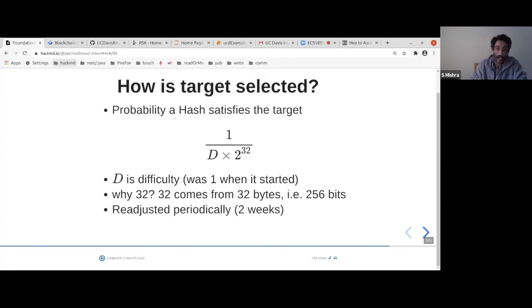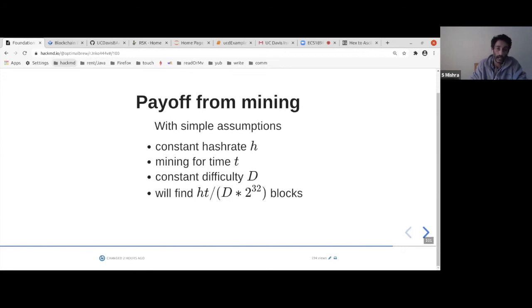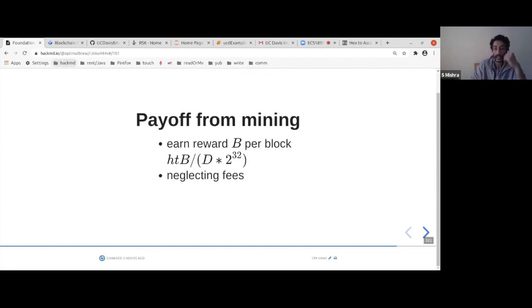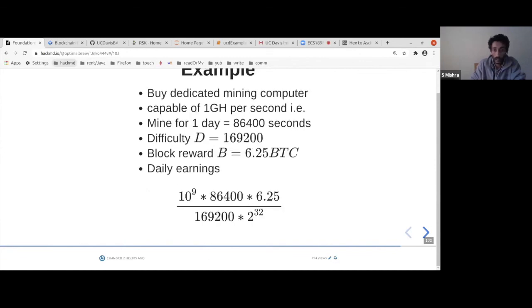So the probability times the hash rate times the time for which we are mining gets a number of blocks. Multiply this with the reward, which is 6.25, and we get an idea of how profitable mining is. Oh, I think I had the figure somewhere. I don't have it anymore. But here are some numbers.